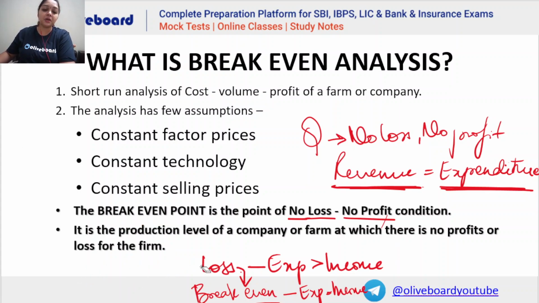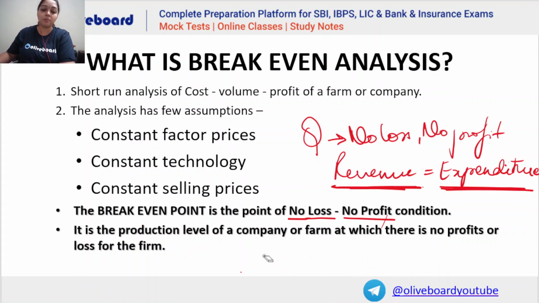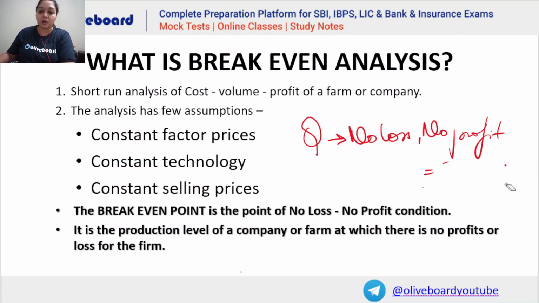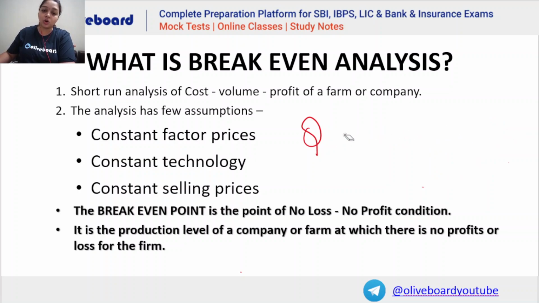In many companies it is celebrated. When the company reaches break-even point, it is announced to its employees and everybody celebrates, because it is a sign that the company is moving forward, that it is progressing. Otherwise, if it always stays in loss, then it is a problem.